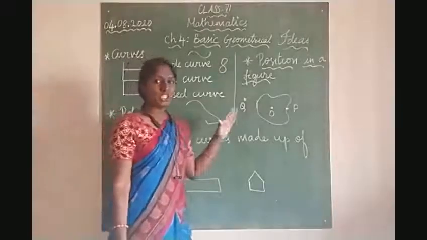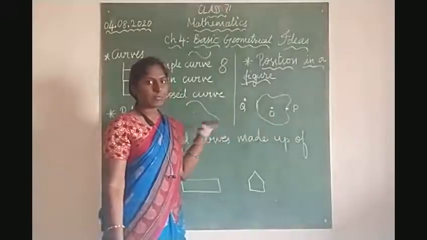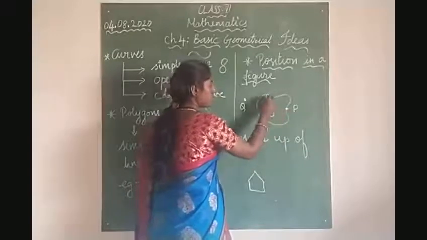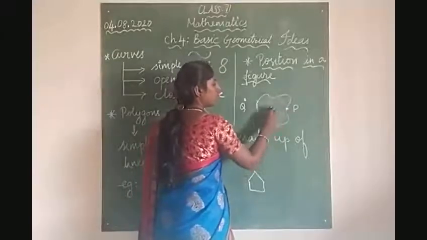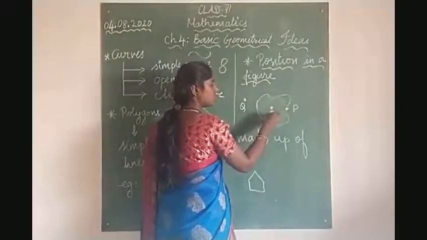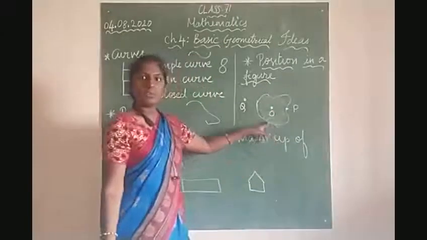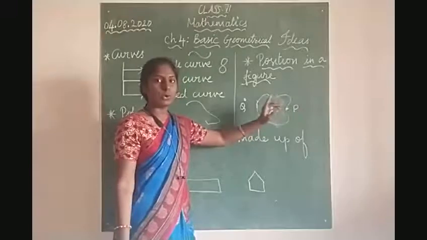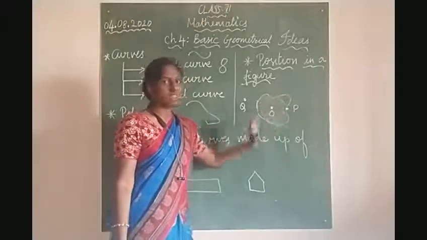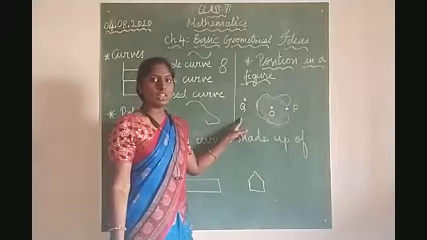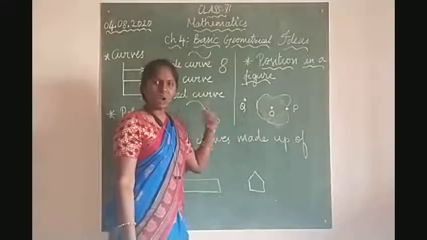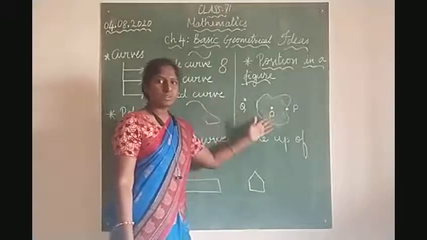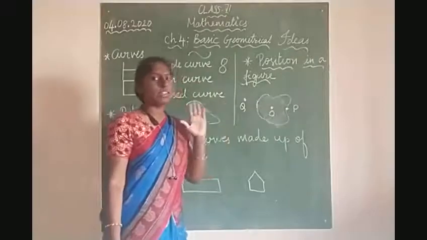So what is meant by position in a figure? If a plane is given, and some point is inside the figure, then it is said that O is in the interior of the figure. Then P is said to be on the boundary of the figure. Then Q is said to be in the exterior, or outside the figure. Inside the figure, on the figure, outside the figure. Or you can say interior of the figure, boundary of the figure, exterior of the figure. Just keep everything in your mind.